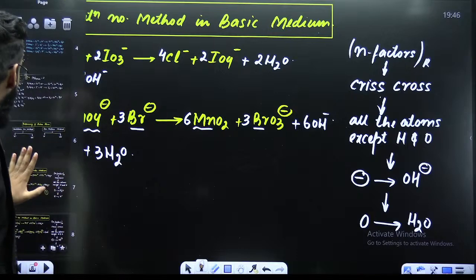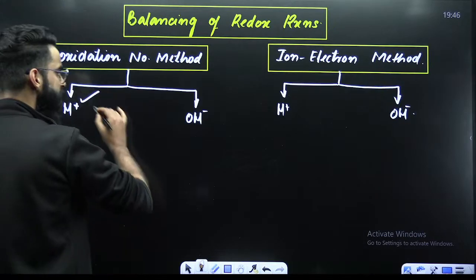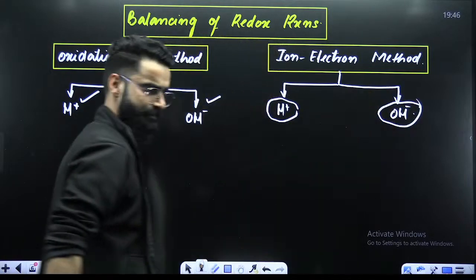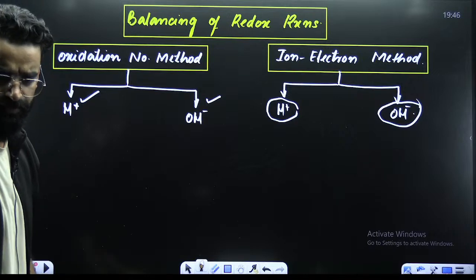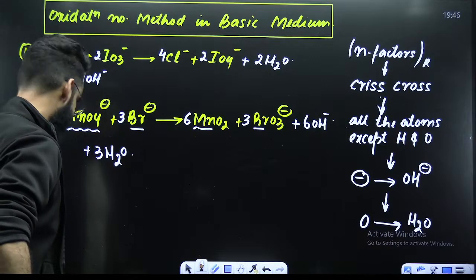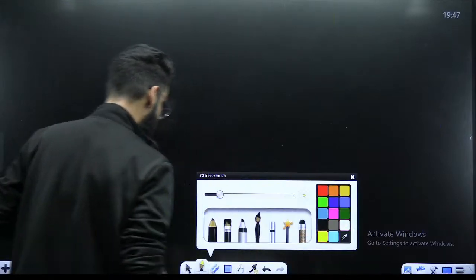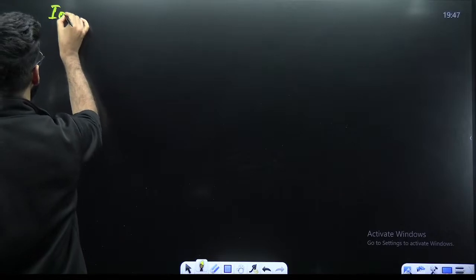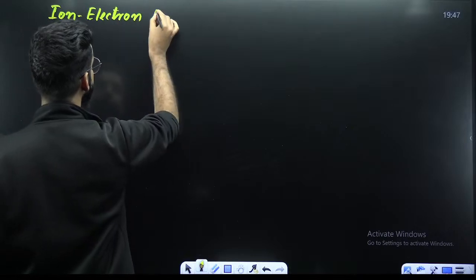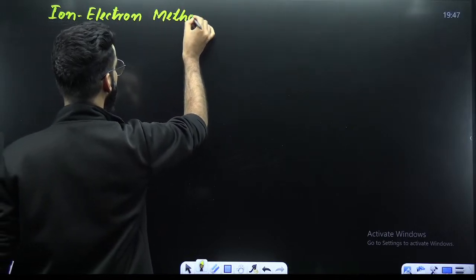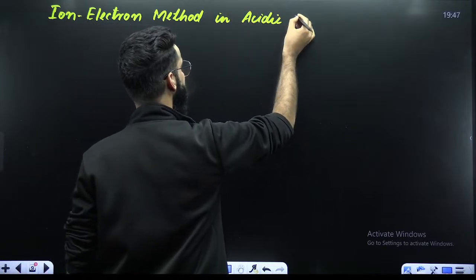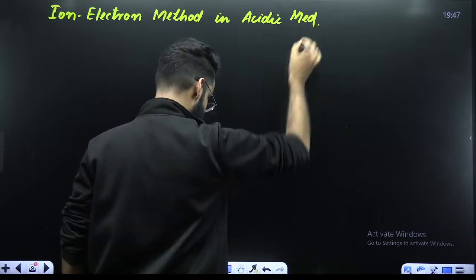Now we are done with 2 parts. Now it is the time for ion-electron method in acidic and basic medium. Now let's try to understand this ion-electron method as well. Okay? Have a look. So I'm marking the heading here as ion-electron method. Ion-electron method in acidic medium. This is also important.